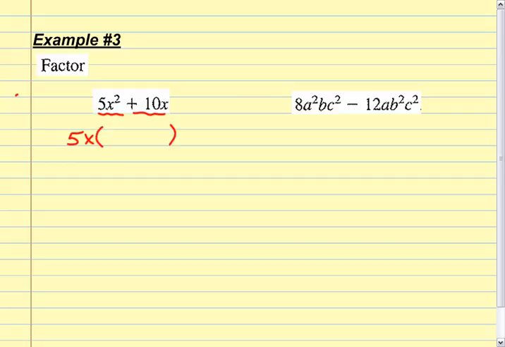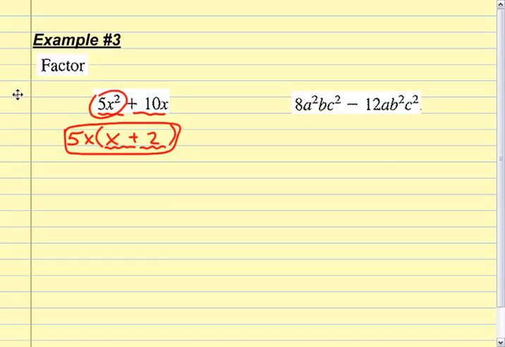Do you see how I'm undistributing, Sophia? Okay. Sophia, 5x times what gives me 5x squared? 5x times x. 5x times what gives me plus 10x? 2. Positive 2 or negative 2? Positive. Positive 2. Done. It is pretty simple. That's it.